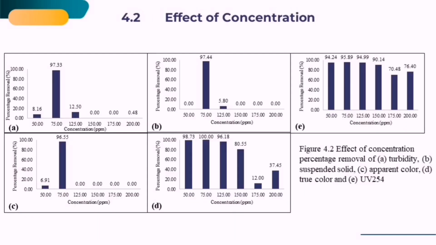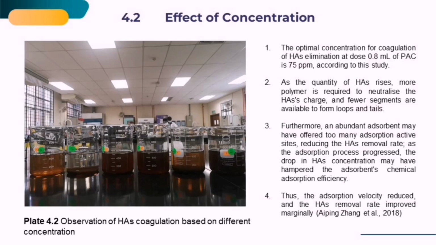Effect of concentration. The optimal concentration for coagulation of humic acid elimination at the 0.8 ml of polyaluminium chloride is 75 ppm according to the study. As the quantity of humic acid rises, more polymer is required to neutralize the humic acid charge, and fewer segments are available to form loops and tails. Thus, the adsorption velocity reduced and the humic acid removal rate improved marginally.